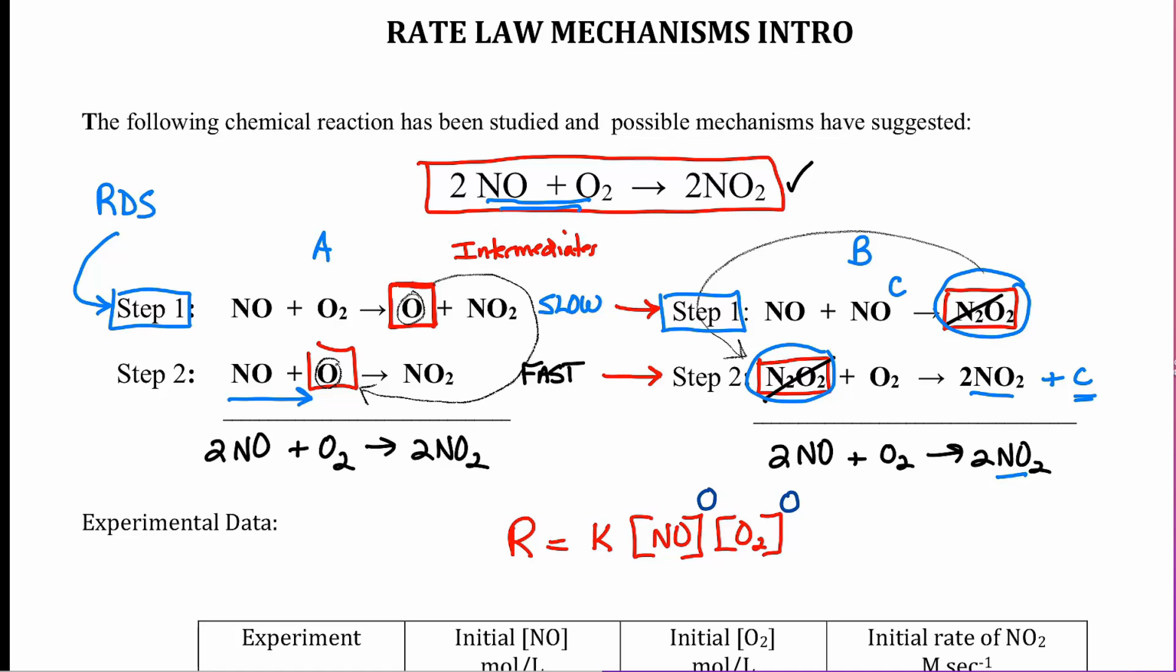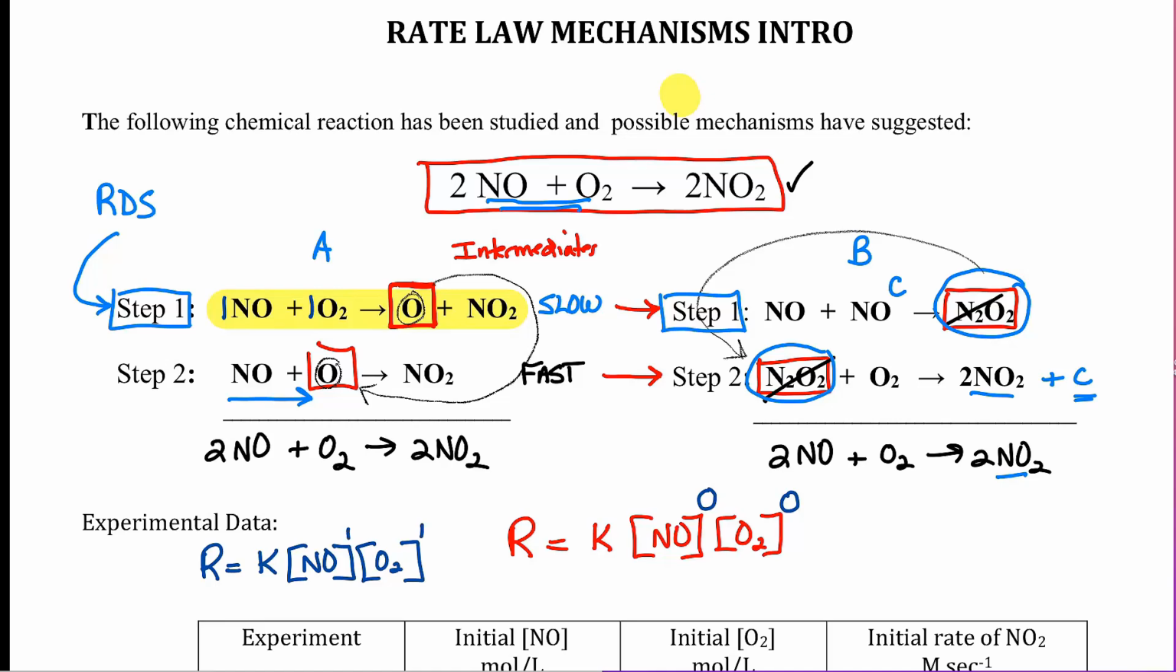All right. So the rate law for A would be R equals K, the concentration of NO times the concentration of O2. These are initial concentrations. And when I look at this first step, okay, I can see that there is a coefficient of 1 here and 1 here. And that would mean that the orders are 1.